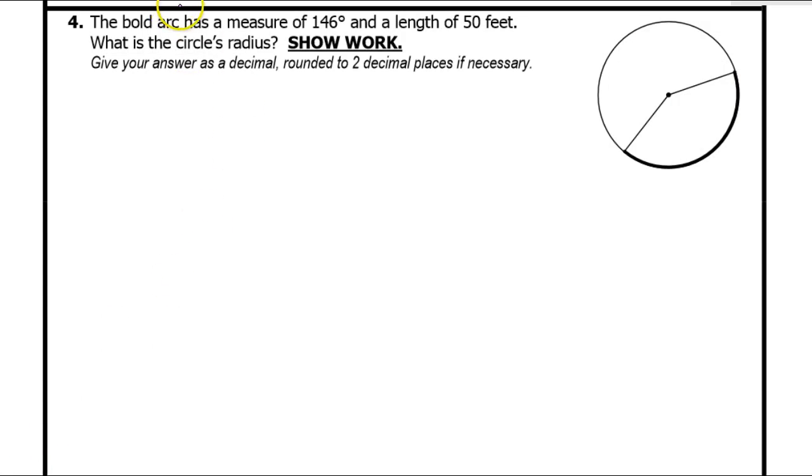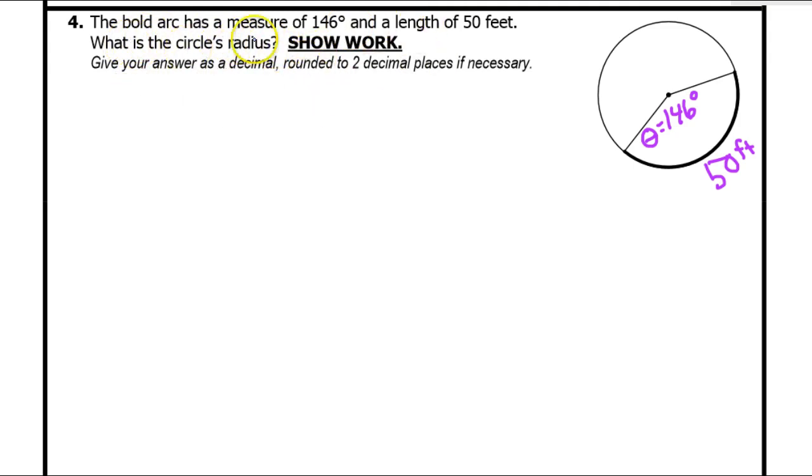The bold arc has a measure of 146 degrees. All right, so I'm actually going to put the 146 at the central angle because that's the same thing. Bottom line is that's theta, right there. Okay, and a length of 50 feet. So fine, the arc length is 50 feet. What is the circle's radius?